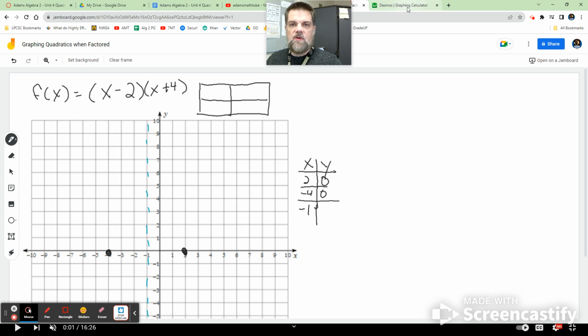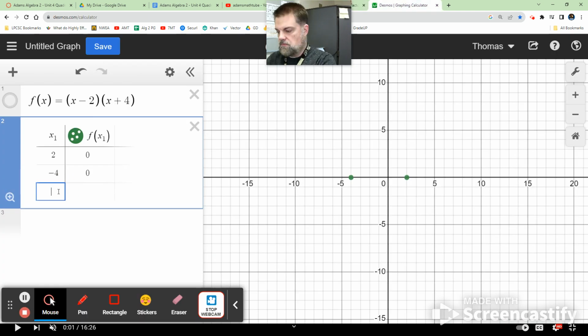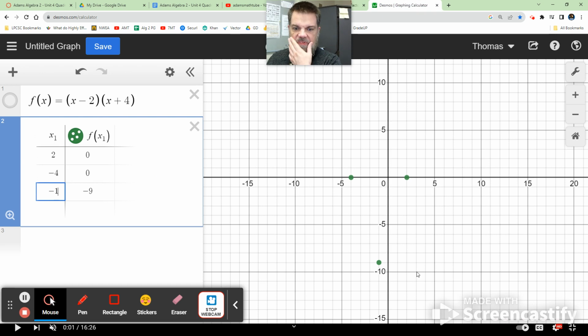So go back to Desmos. Let's plug in our negative 1. All right, there it is, right here. So when x equals negative 1, y equals negative 9, right? Do you have a question? Well, we were guessing. We were saying, okay, look, the line of symmetry has to be in the middle of these. So between negative 4 and 2, what's in the middle? Well, I counted 1, 2, 3, 4, 5, 6, and 3 is in the middle. So I just counted 3 in both directions, and that puts it in the middle.